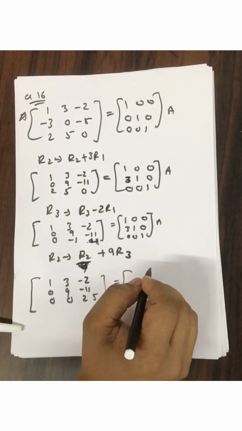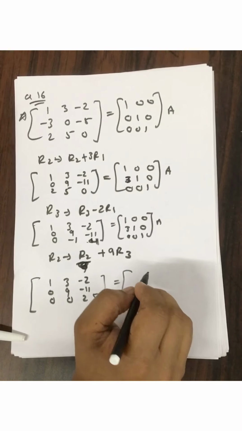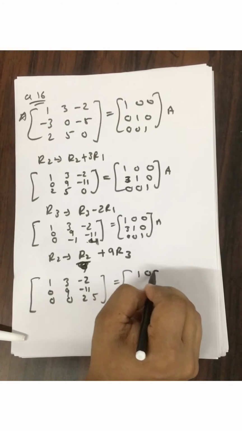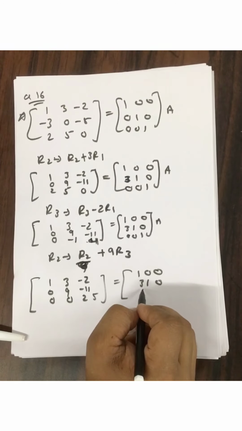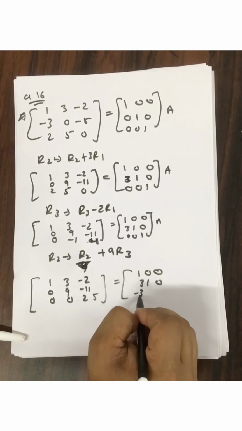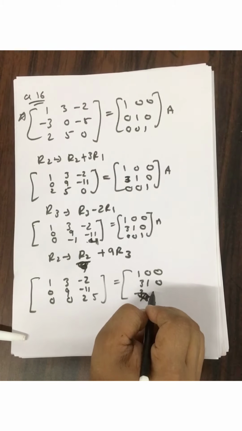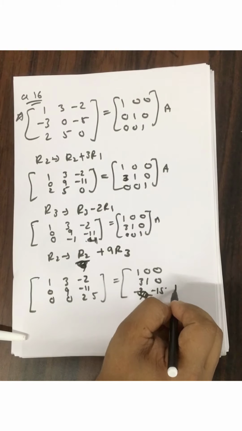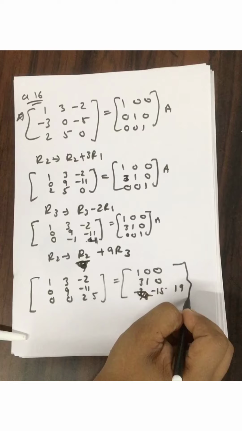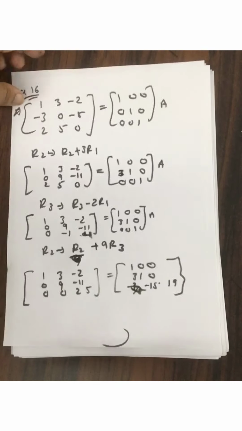Equals to, this will become 25. 1, 0, 0, 3, 1, 0, and minus 3 by 5. It's getting good. Minus 15 it will become. Yeah, why will it be minus 15? 1 and 9. Forgive this transformation over here. We'll do fresh, continue fresh on the next page.